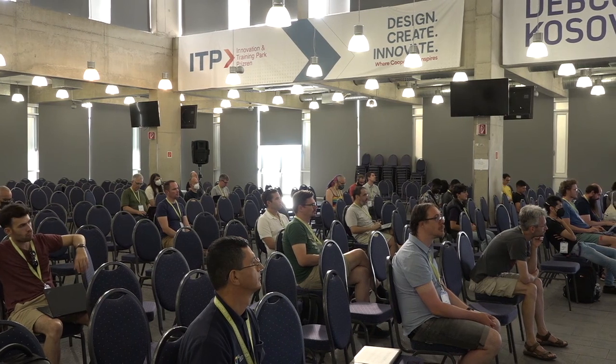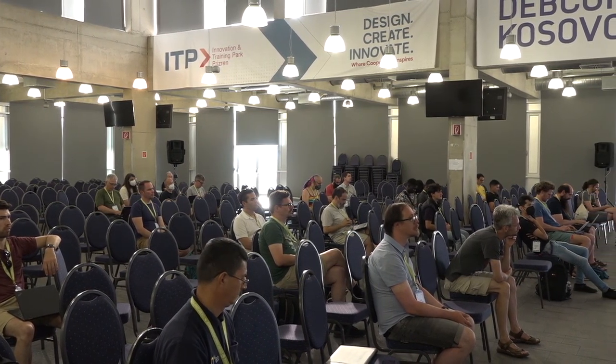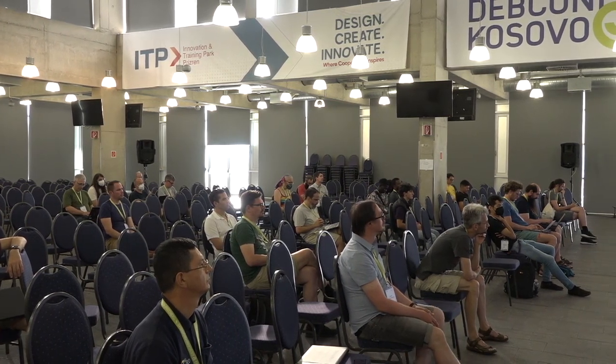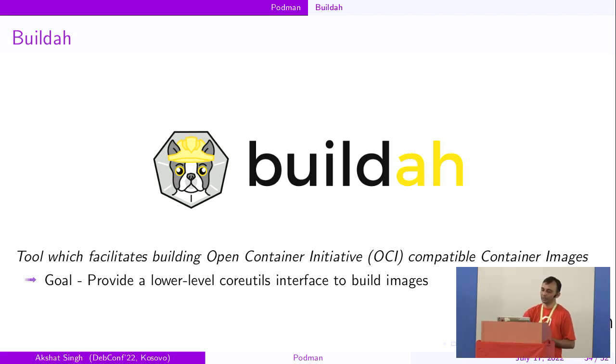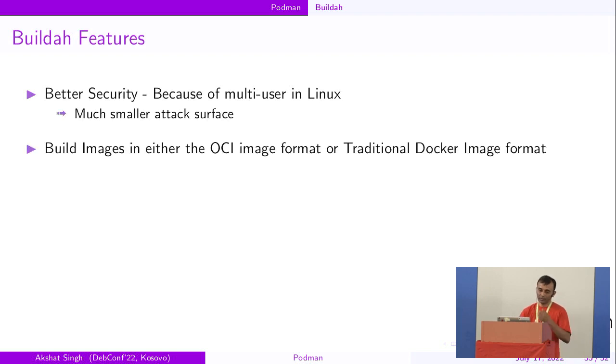So I would like to also introduce Buildah, which has a close relationship with Podman. Buildah basically facilitates building OCI compatible images. The goal is to provide a lower level core utils interface to the OCI compatible images. It provides better security, and because Linux is multi-user, we can have a different shell and create our image. We can think of Buildah as emulating the RUN command in a Dockerfile, which creates the images, and its containers are very short-lived. They are only created just for adding the contents into the image and exit.